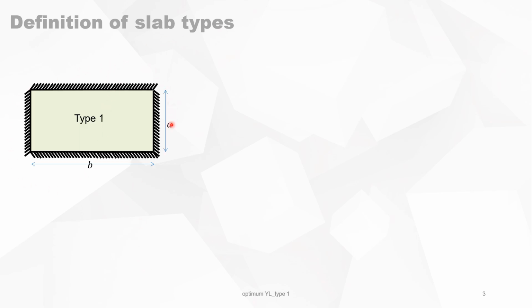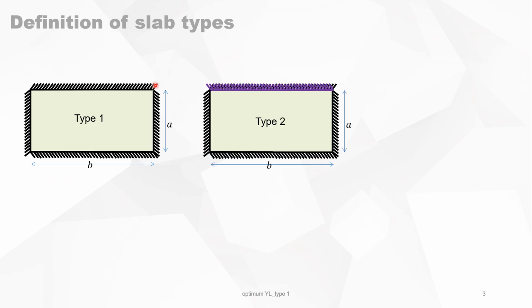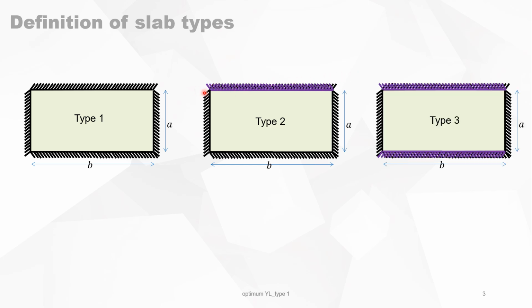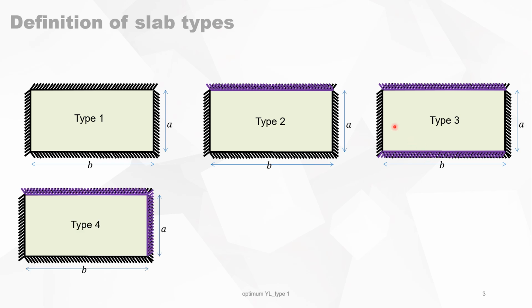Type 1 is a rectangular slab with all four ends simply supported. Type 2, there is one end of the slab which is fixed. Type 3, you have two opposite sides of the slab which are fixed, the other two simply supported.